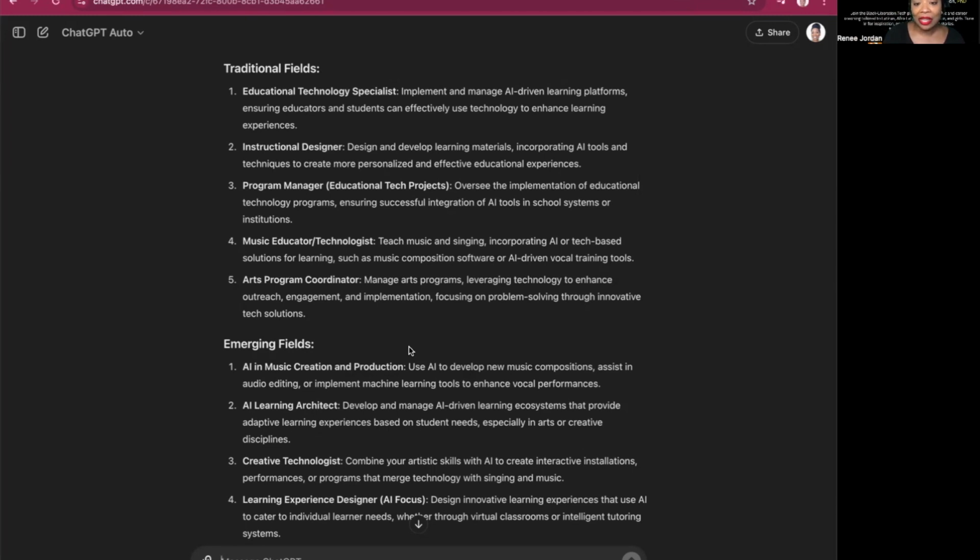So in the next one, it says Arts Program Coordinator. Manage arts programs, leveraging technology to enhance outreach, engagement, and implementation, focusing on problem solving through innovative tech solutions. Let me tell you about implementing things. You can use ChatGPT to help you with your planning process. Let's say I have one of my nieces, she was interested at one point in being the director of a nonprofit that focused on the arts. And if I'm that director, I can say, we have 3 different programs going on. These are the calendar dates, or let's say they're 90-day classes, or you have a time frame, they're seasonal.